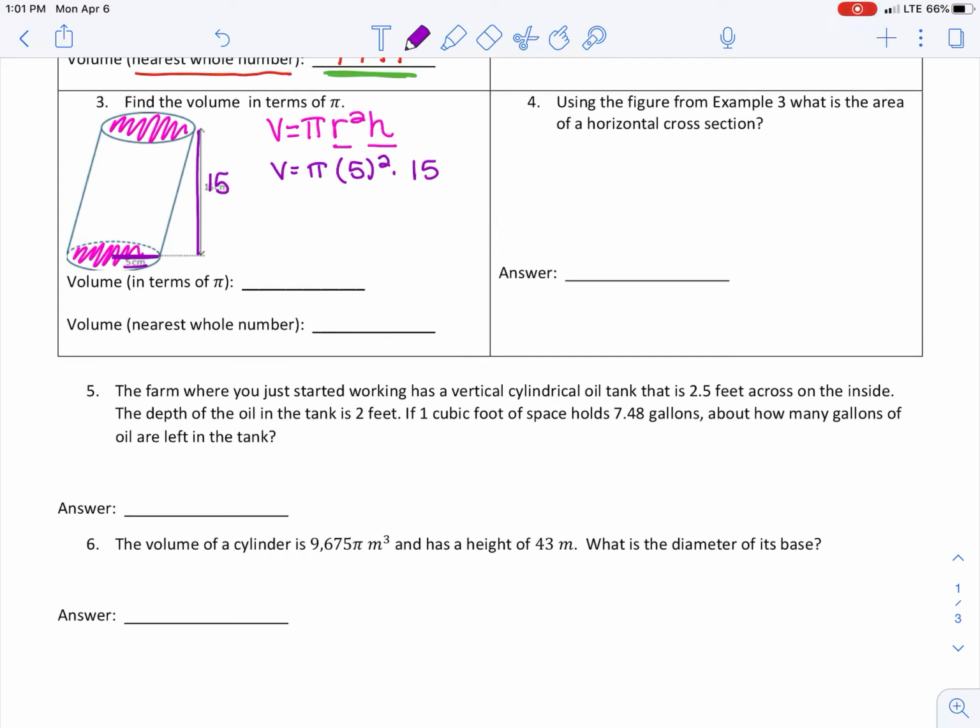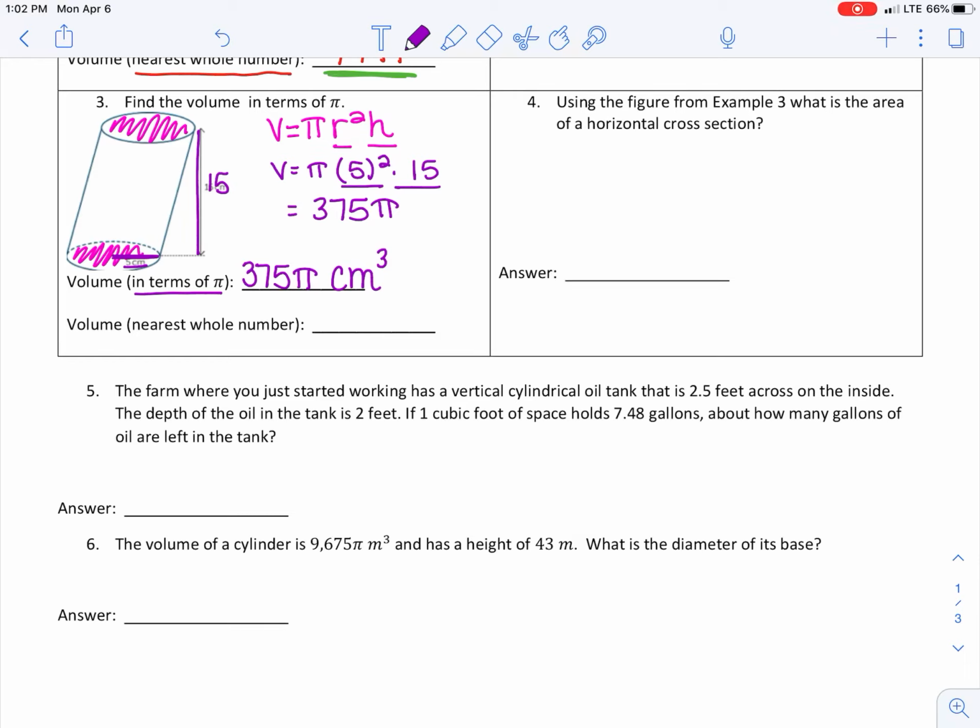So if we want it in terms of pi first, we're going to take the 5 squared times the 15. And that's going to give us 375. And we can't forget to leave that pi symbol in there. We're not multiplying by pi yet. So for the first answer, we're going to get 375 pi. And our units are going to be centimeters cubed.